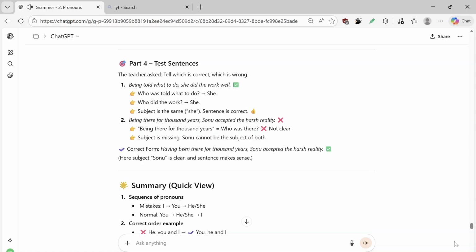2. Being there for 1,000 years, Sonu accepted the harsh reality. Being there for 1,000 years equals who was there? Not clear. Subject is missing. Sonu cannot be the subject of both. Correct form: having been there for 1,000 years, Sonu accepted the harsh reality. Here, subject Sonu is clear, and the sentence makes sense.